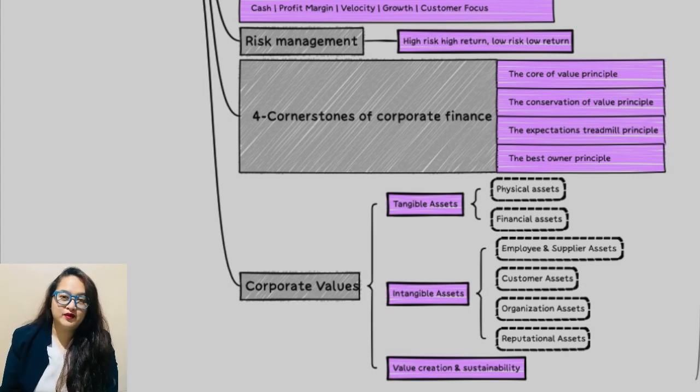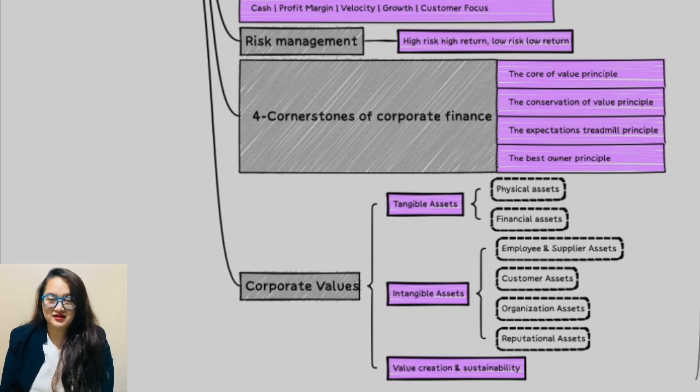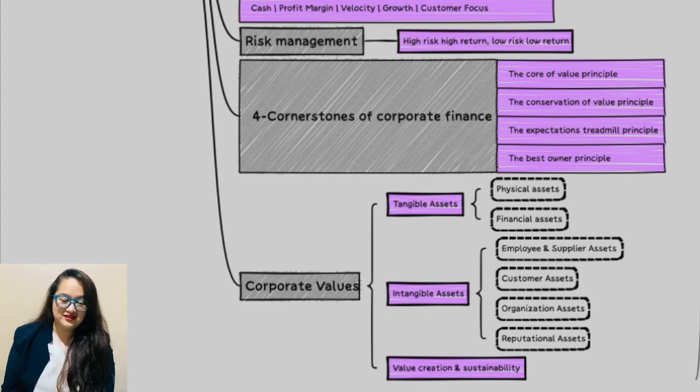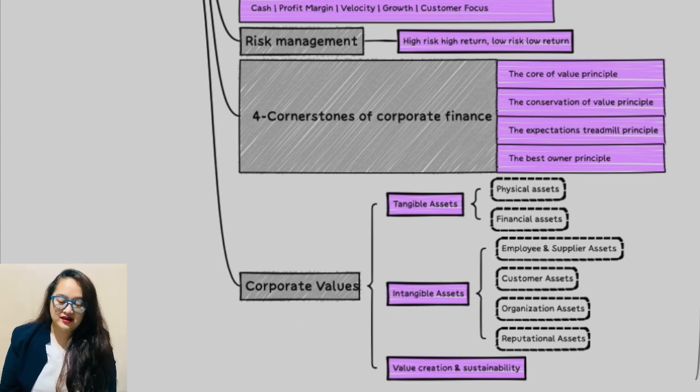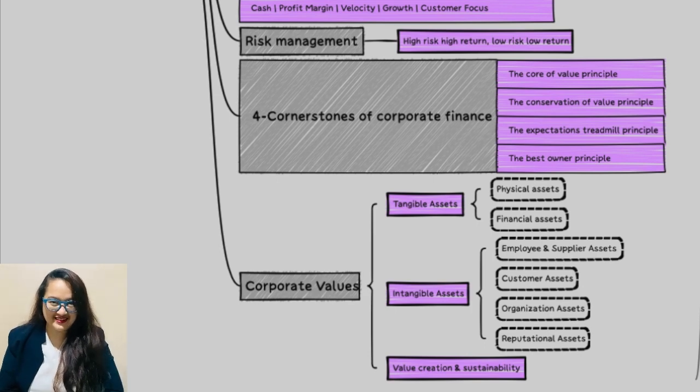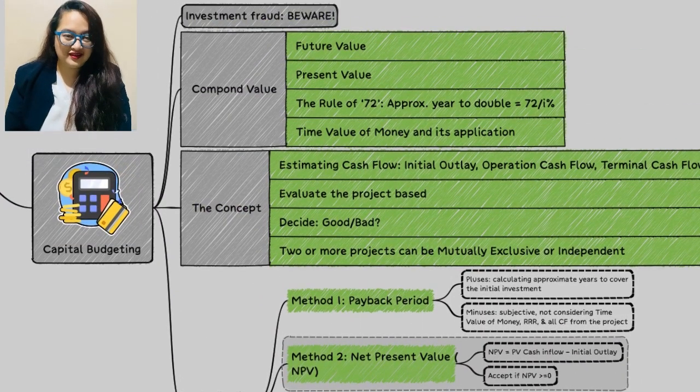The last part of this category will be corporate values. There are 3 corporate values. The first one is tangible assets. Inside the tangible asset, there is a physical asset and financial asset. The next one will be intangible asset. There are employee and supplier assets, customer assets, organization asset, and reputational asset. And the last one will be value creation and sustainability. Let's move on to the second category.